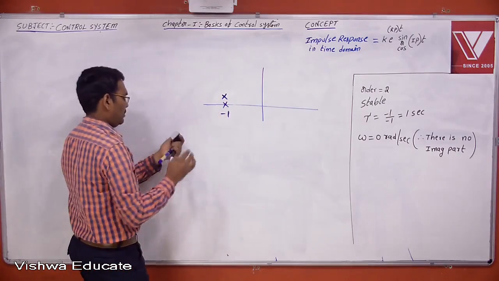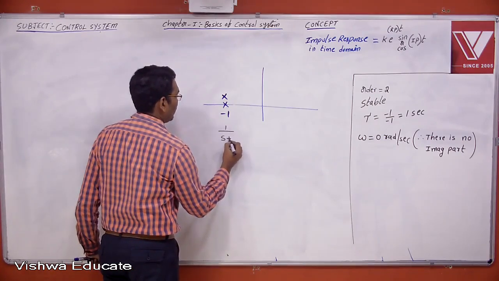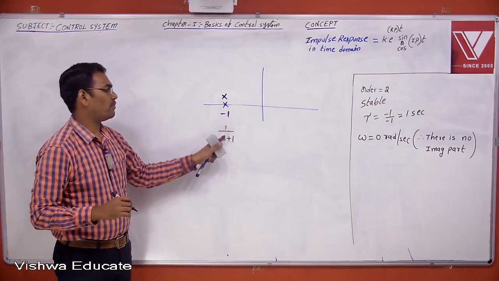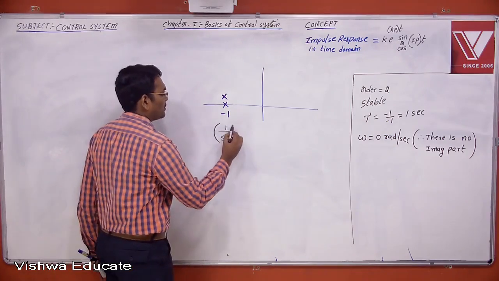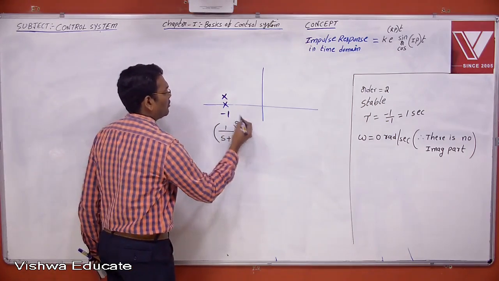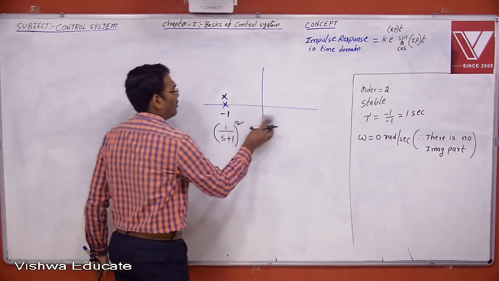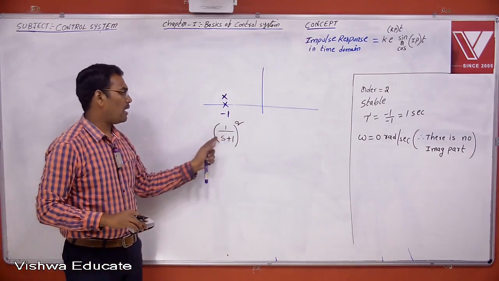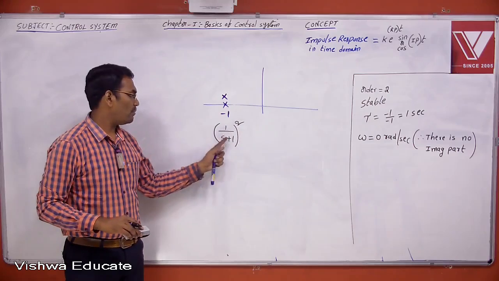So can I write like this, 1 by s plus 1? This is one pole at minus 1, therefore 1 by s plus 1. But the pole is repeated, therefore 1 by s plus 1 whole square. Now, if it is 1 by s plus 1 whole square, then what happened? Assume this is some s, 1 by s square.